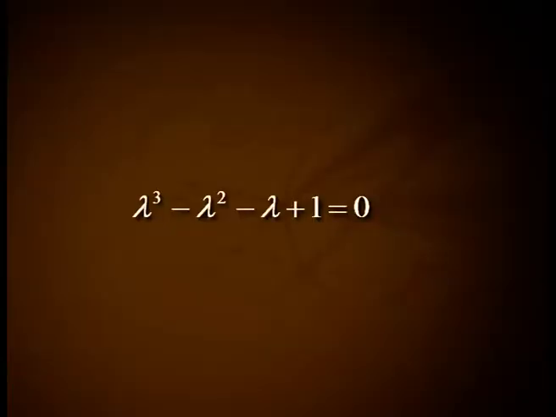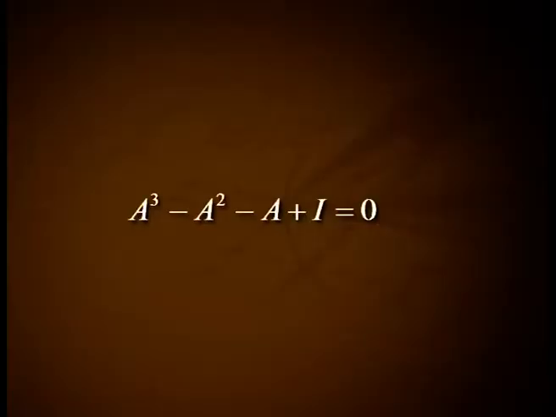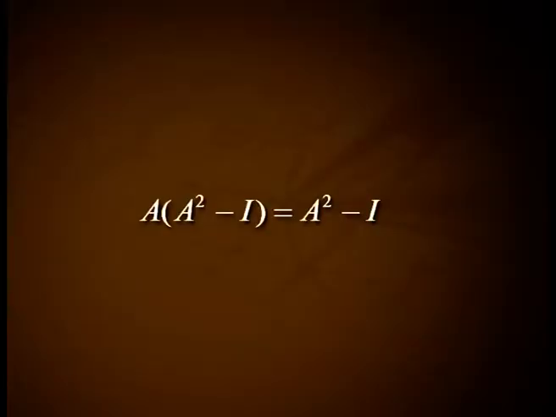Solution. It can be seen that the characteristic equation of the given matrix is λ^3 - λ^2 - λ + 1 = 0. Hence, by the Cayley-Hamilton theorem, we have A^3 - A^2 - A + I = 0, where I is the 3 by 3 identity matrix and 0 is the 3 by 3 zero matrix. This implies A(A^2 - I) = A^2 - I.